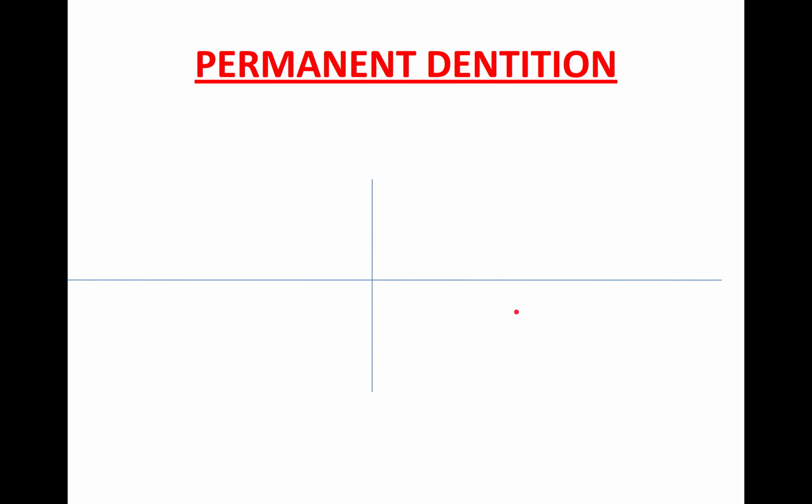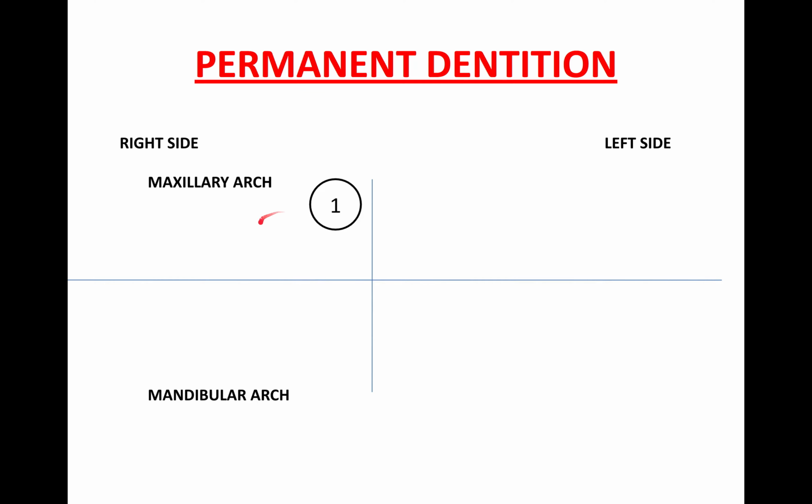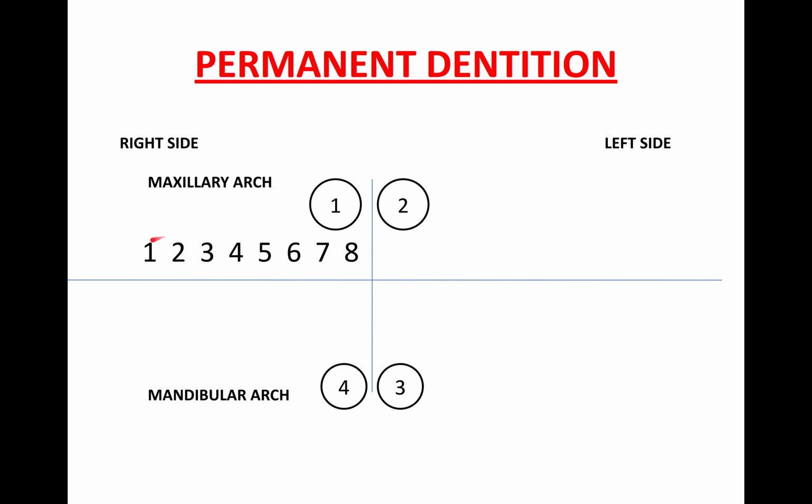Now, permanent dentition. Permanent dentition is again divided into right side and left side. This is the maxillary arch and this is the mandibular arch. Again we divide it into first quadrant, second quadrant, third quadrant, fourth quadrant. In the deciduous dentition we named according to the alphabet. In the permanent dentition we name according to the number.